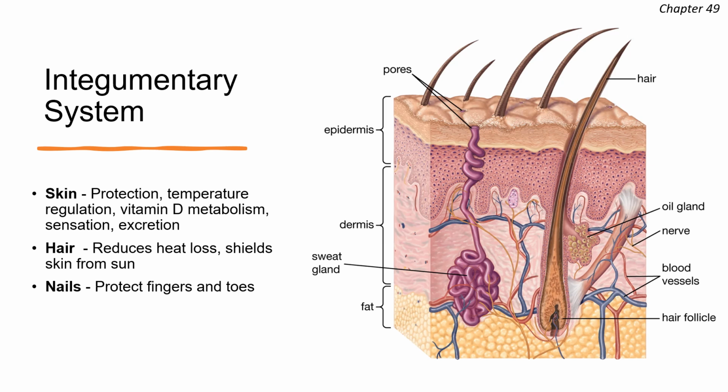So part of this system includes skin, hair, and nails. Skin's function is to protect us from injury. It helps to regulate our body temperature. It plays a role in vitamin D metabolism, sensation, and excretion. Our hair helps to reduce heat loss, and it also protects our skin from the sun. Then we have our nails, which are there to protect our fingers and toes.